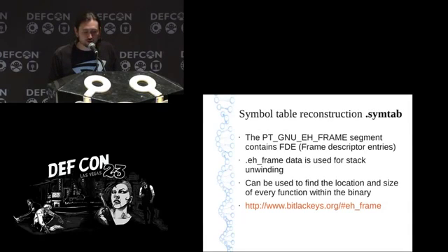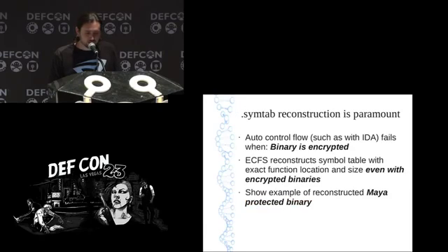So even if all the functions are encrypted, let me give you an example. IDA Pro uses control flow analysis or fingerprinting to find all the functions. Well, what if all the functions are encrypted or packed or obfuscated? Then that's not going to work. So essentially what ECFS does is it uses that approach. Let me go back real quick.